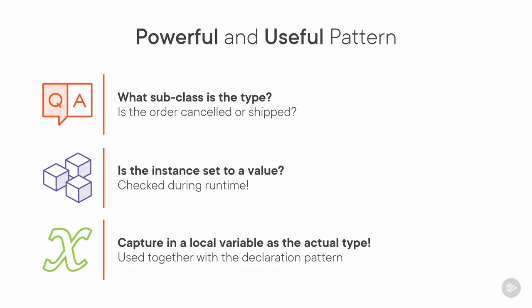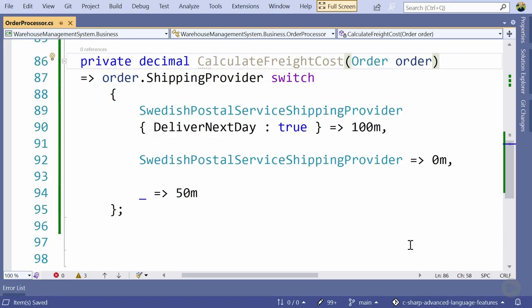That is the declaration pattern. We can modify the calculation of the freight cost to give this a try. The first pattern expressed in this switch expression first checks the type using a type pattern. Then it applies a nested pattern to check a property value.